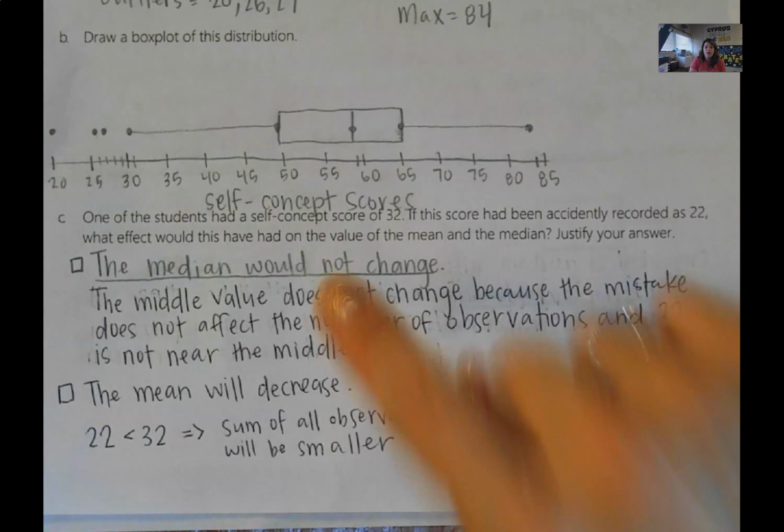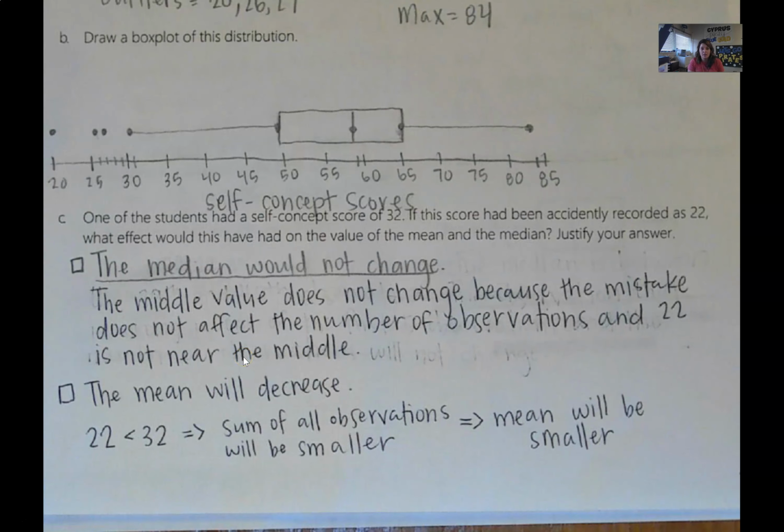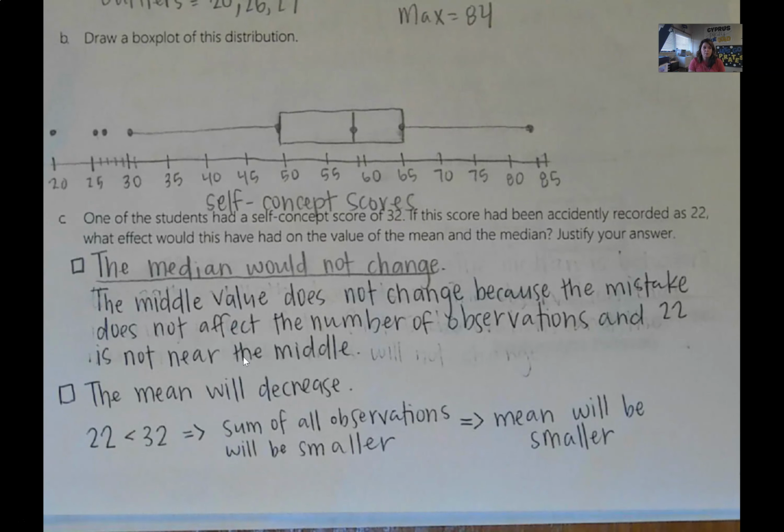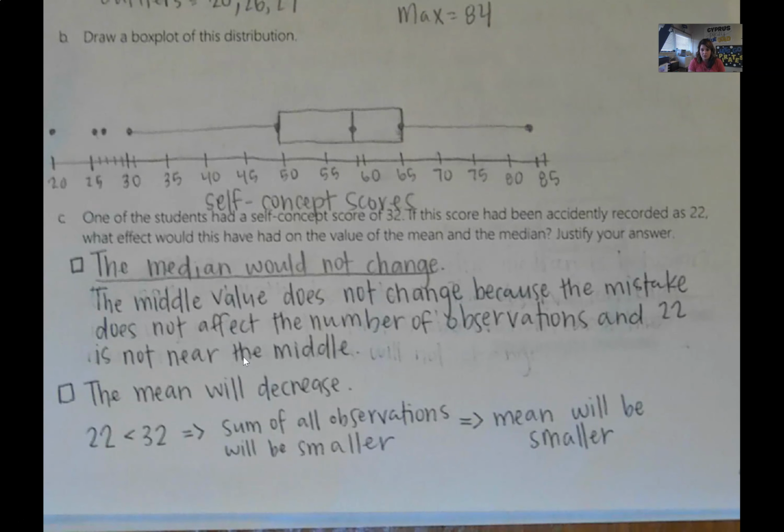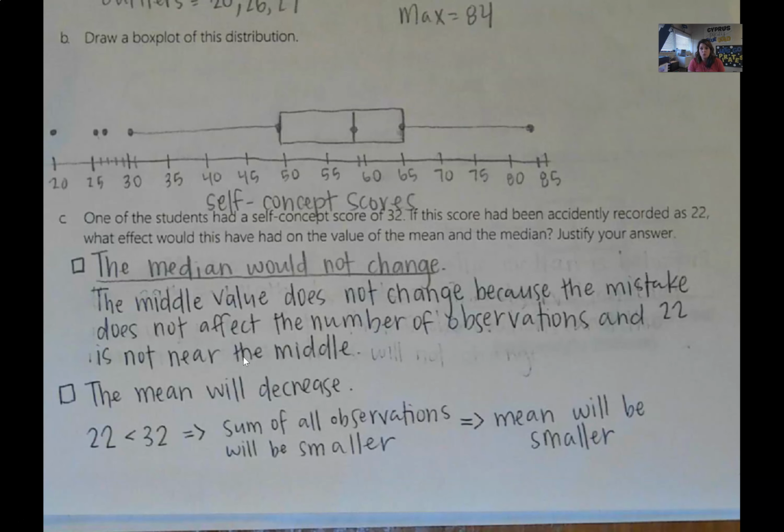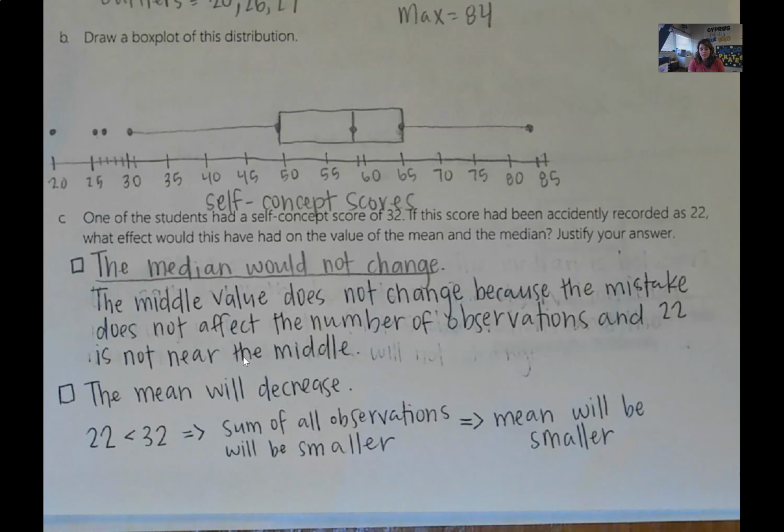So first, I know the median would not change. The median is the middle value, and the middle value won't change because the mistake doesn't affect the number of observations. Your observations stay at 22, so the median is in the same position, and the number that you misrecorded wasn't anywhere near the middle. It was on the lower end. So your median will not be affected at all.